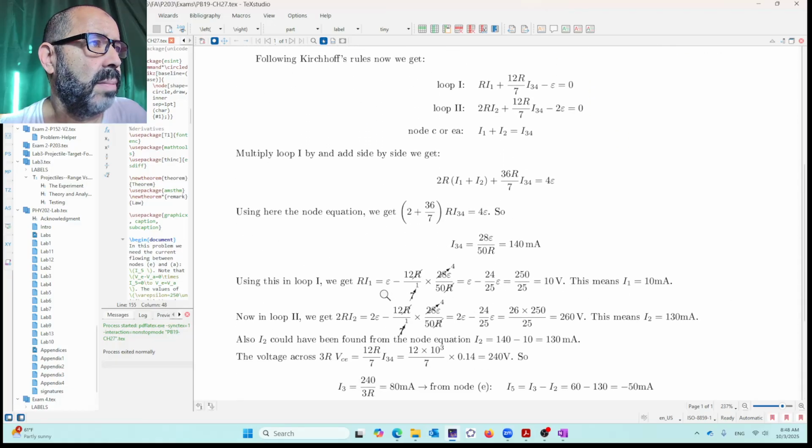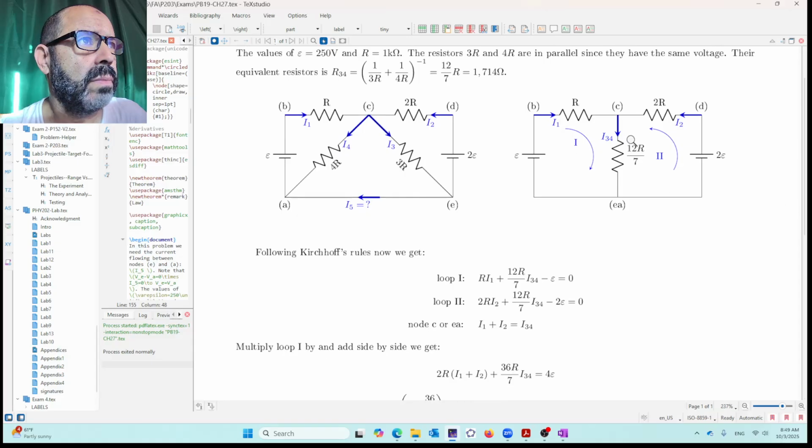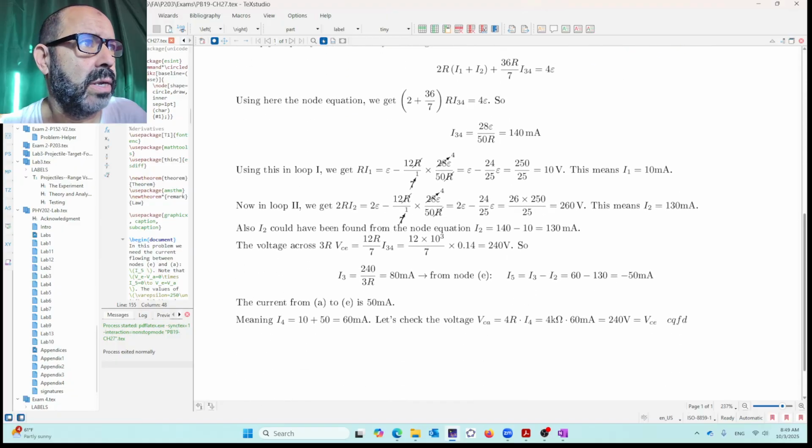So it's going to be the EMF minus 12R over 7 times 28 divided by 50. And when all the dust settles, you'll be left with the EMF minus 24 over 25 EMF, which is 25 minus 24, which is 1 over 25. And the EMF is 250. 250 divided by 25 is exactly 10 volts. So the voltage across this end in here is 10 volts. Okay. No, I'm sorry. Yeah, that's 10 volts.